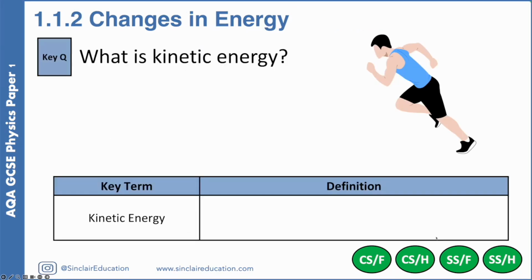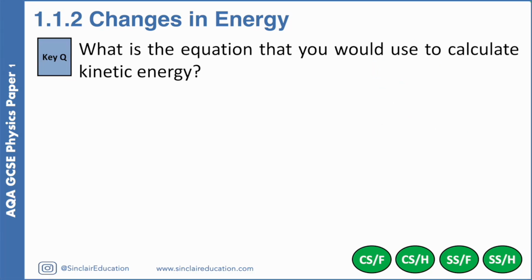So we're going to spend a little bit of time looking at the different equations linked to kinetic energy, linked into gravitational potential, and linked into elastic potential. As a general definition, kinetic energy is the energy that any moving object has. The faster something is moving, the more kinetic energy it has.